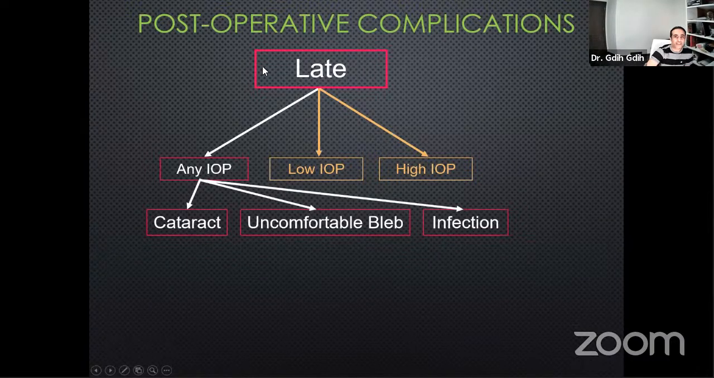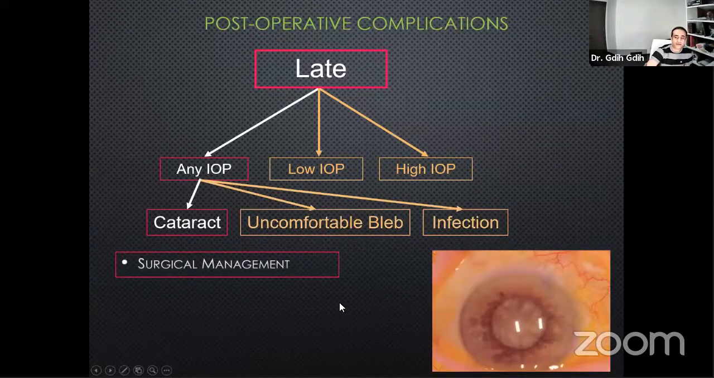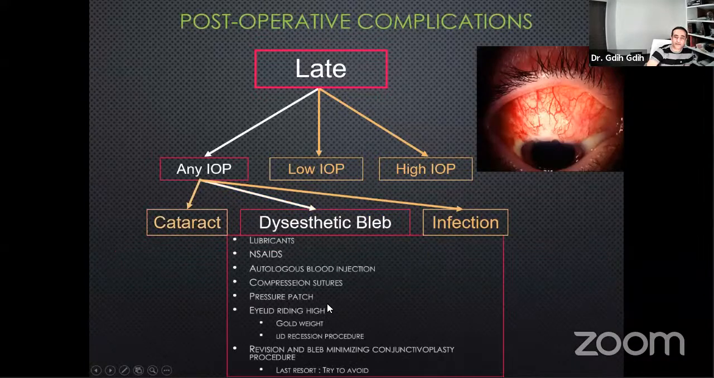Okay, now we're going to talk about the late complications with any intraocular pressure, low or high. First, with any intraocular pressure, you can have cataract. Of course, surgical management will be needed. Or you can have this aesthetic bleb. This aesthetic bleb, even though it's rare, is something that is really annoying to the patient, and it's very hard to treat.